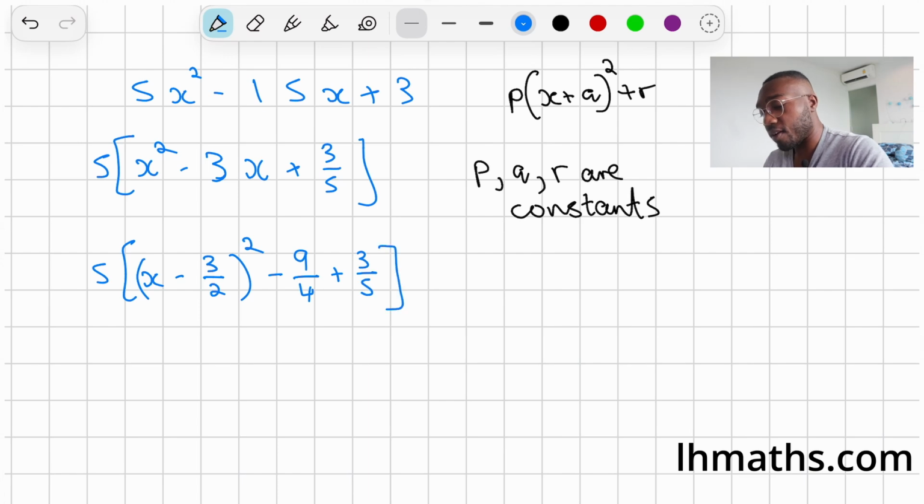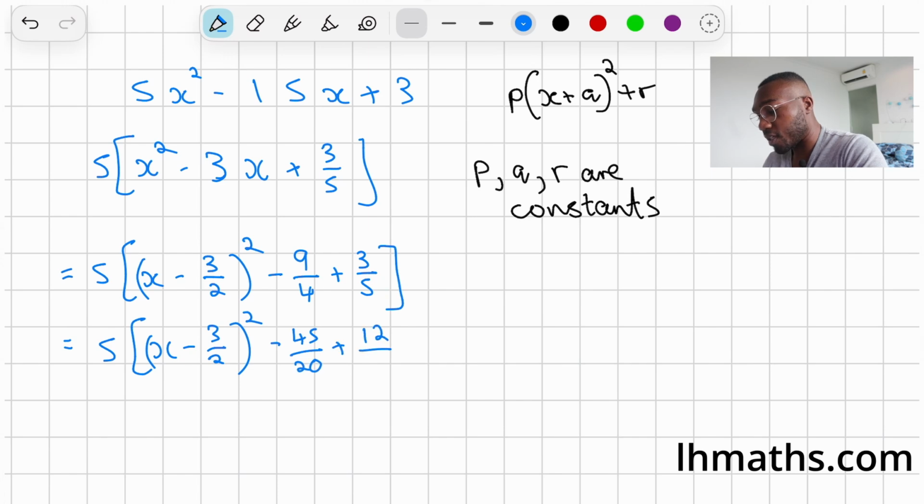So now if we simplify this down a bit, we get 5(x - 3/2)² - 9/4 + 3/5. To do this one, I would try to rewrite the denominators as the same. In this case, let's write it over 20. So we'd get minus 45 over 20 plus 12 over 20.